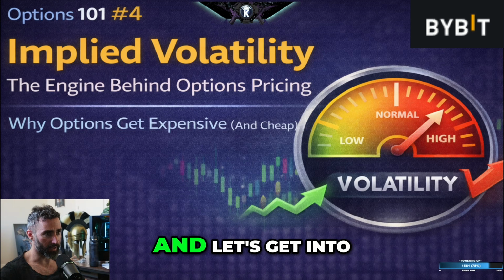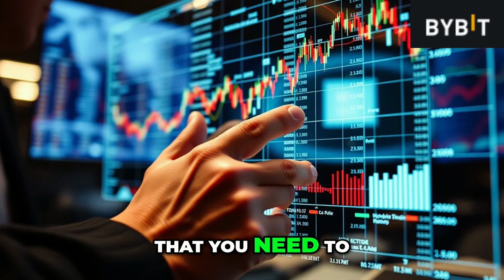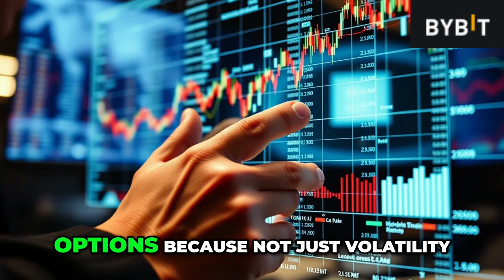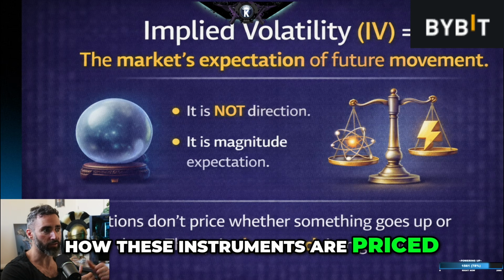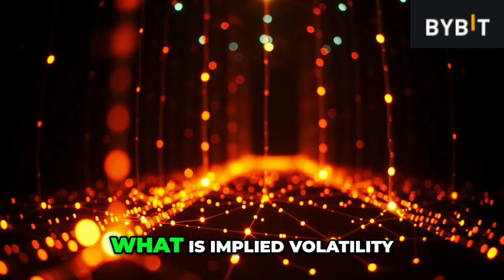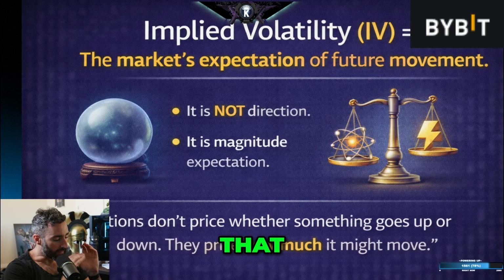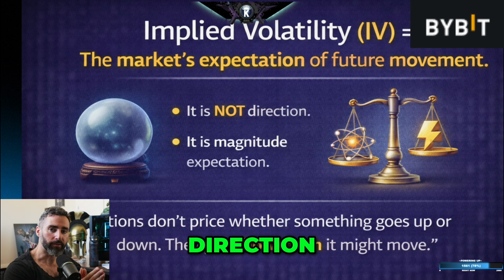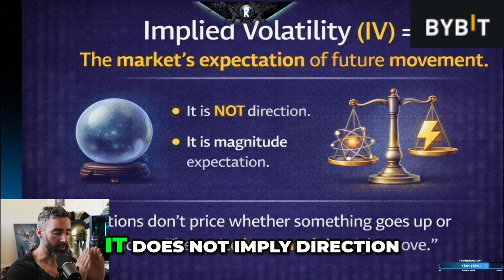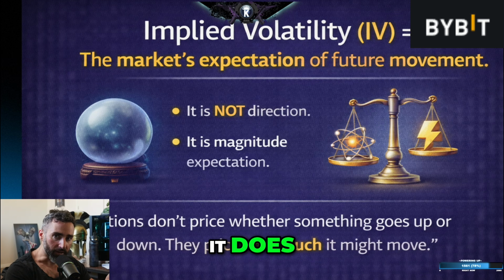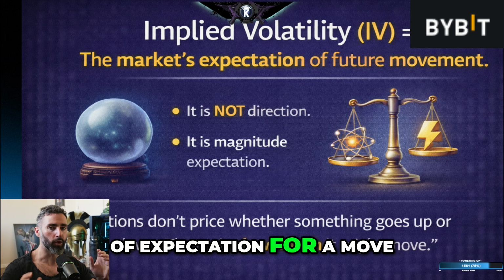Let's get into the actual content of today, and let's get into our first slide, which is what is implied volatility, or IV. This is the terminology that you need to become very comfortable with when it comes to trading options, because not just volatility, but implied volatility is a major component in how these instruments are priced. So in essence, what is implied volatility? It is the market's expectation of future movement. That does not imply, however, direction. Volatility, whenever you hear that word, always the next thing you should be thinking is direction neutral. It does not imply direction. It does, however, imply the magnitude of expectation for a move.